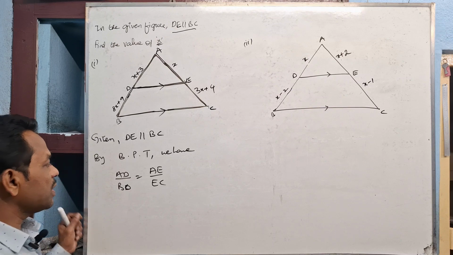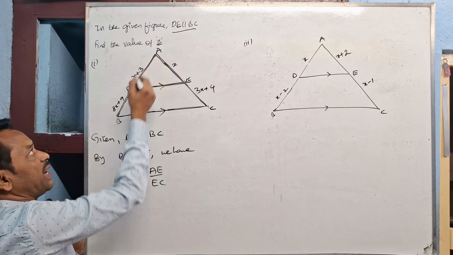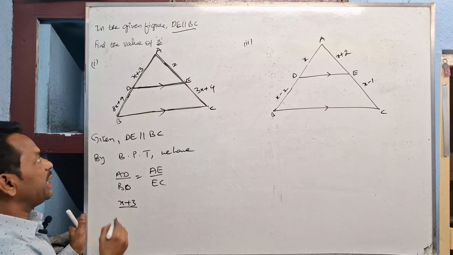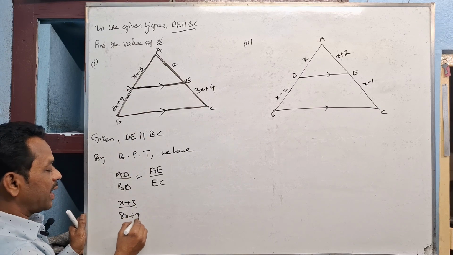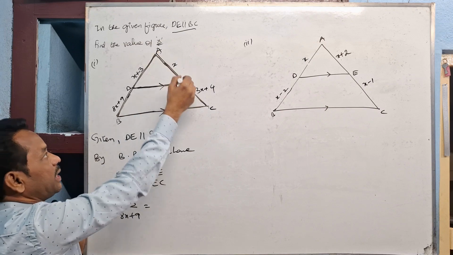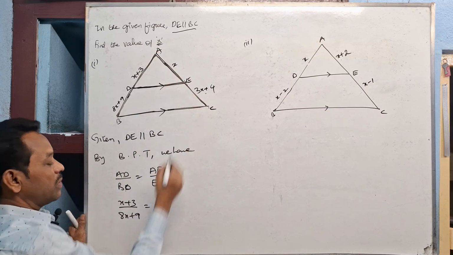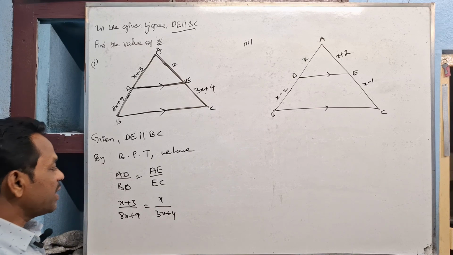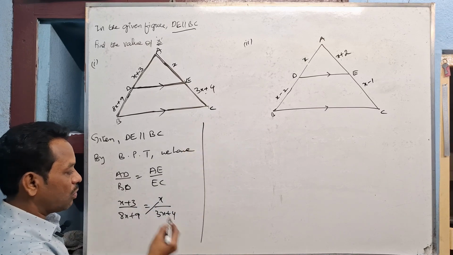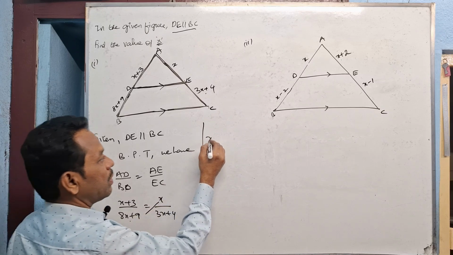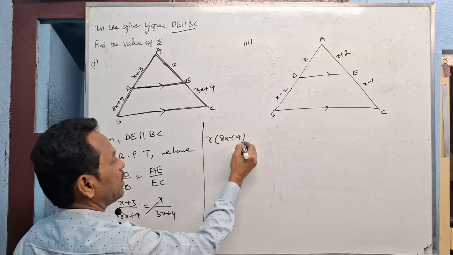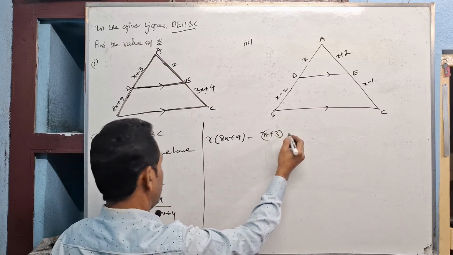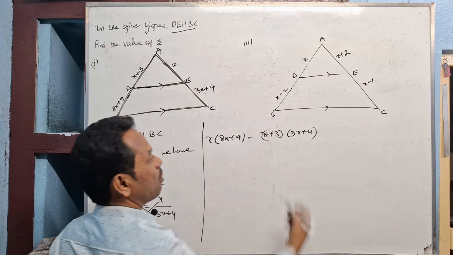Now we know the values. Let me put the values. The value of AD is here x plus 3. So x plus 3 divided by the value of BD is 8x plus 9 equal to AE value is x divided by 3x plus 4. Now after this, let me go for cross multiplication. So x into 8x plus 9 equal to x plus 3 is multiplied by 3x plus 4.